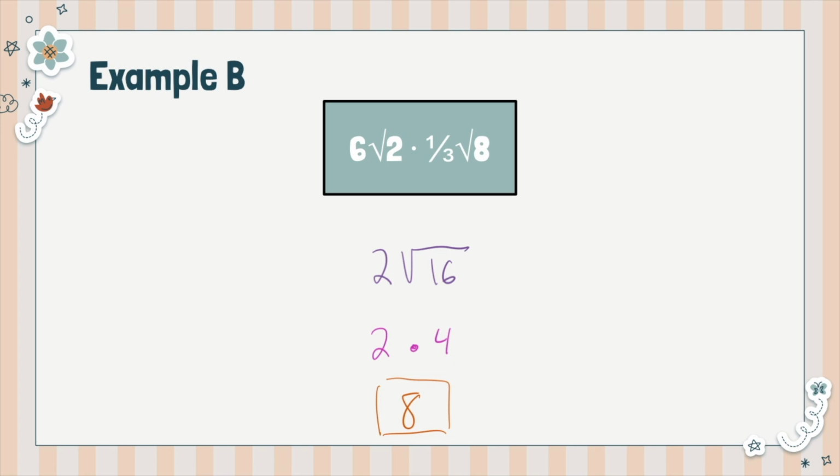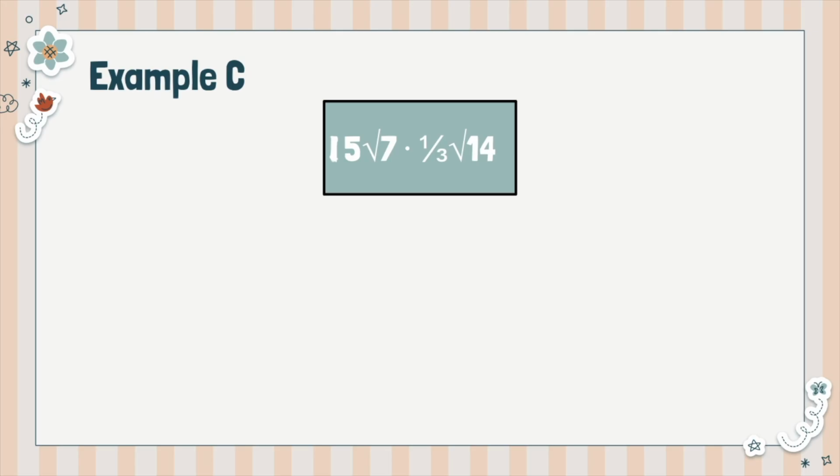Now let's take a look at example C. Here in example C, we've got 15 radical 7 times 1/3 radical 14. So again, we've got numbers on the outside and numbers on the inside. So we're going to multiply the things on the outside first. So 15 times 1/3 is going to give me 5. So that's going to stay on the outside. And 7 times 14 is going to give me 98. So that'll stay on the inside.